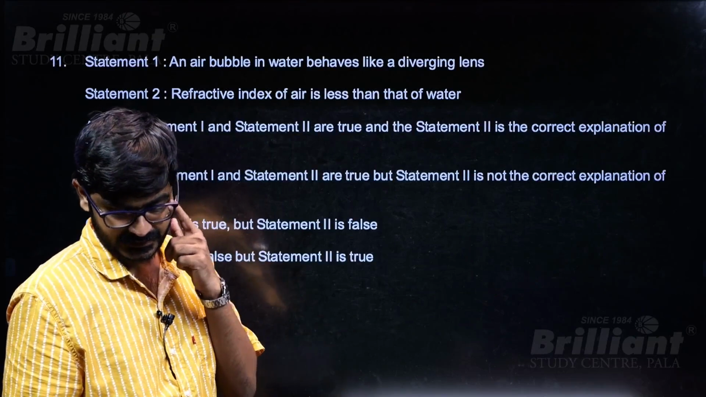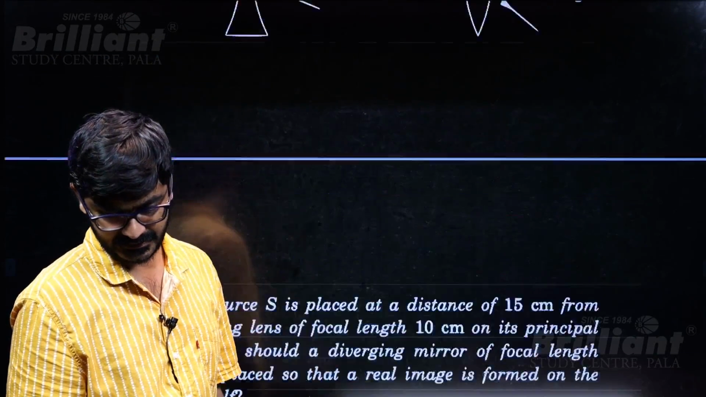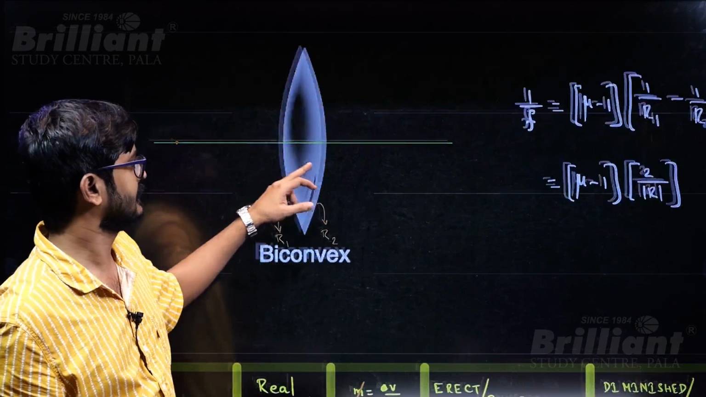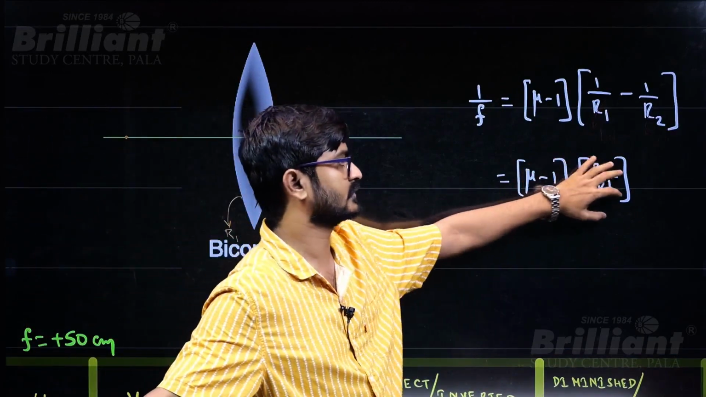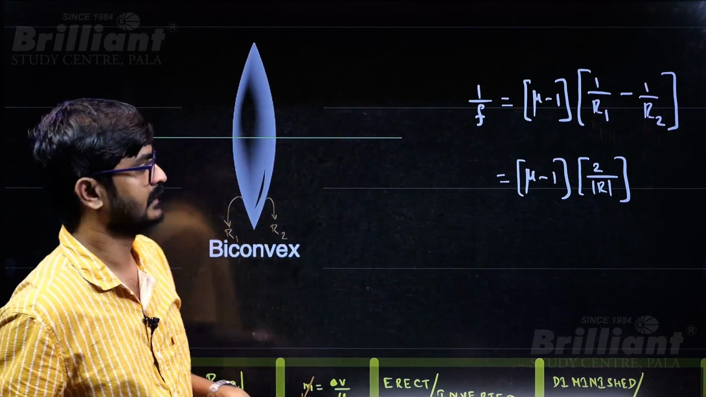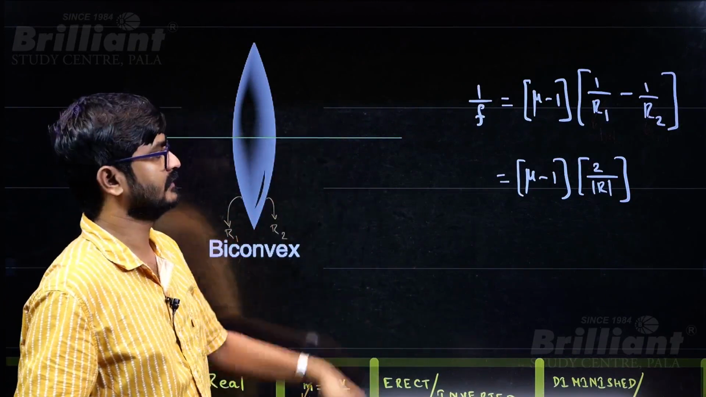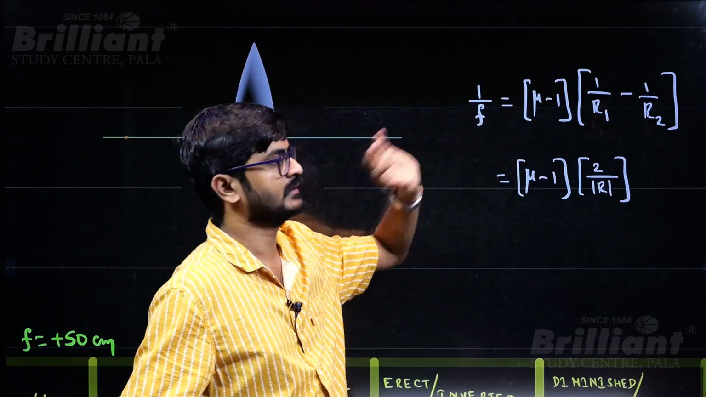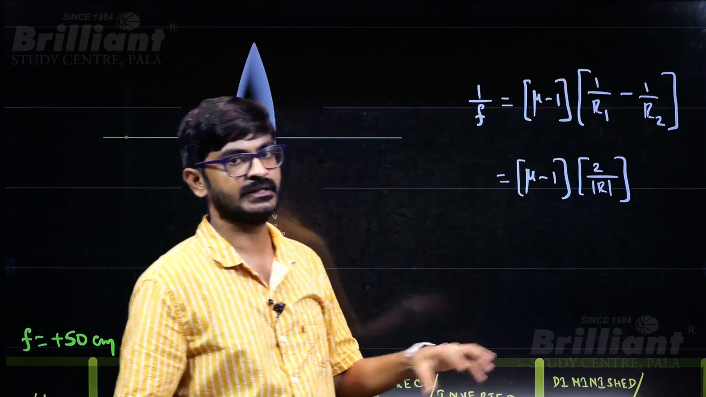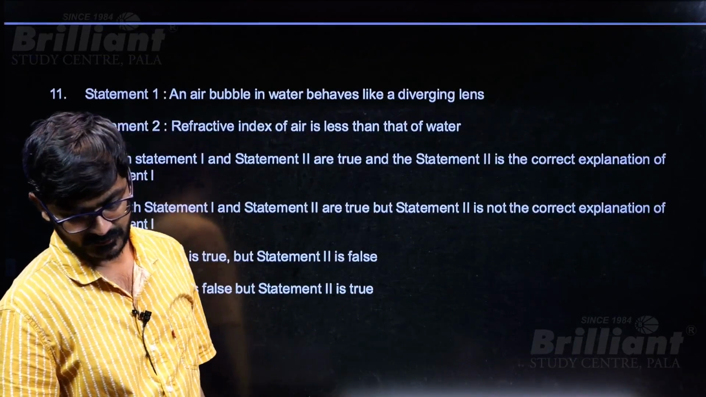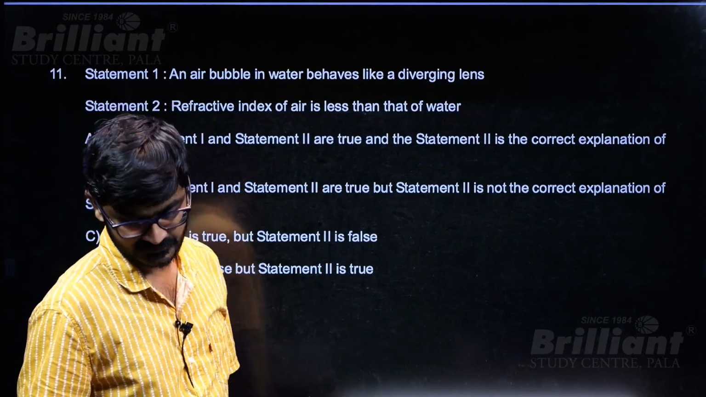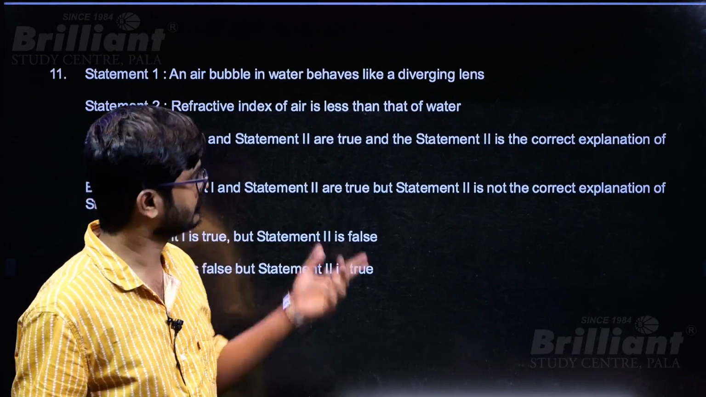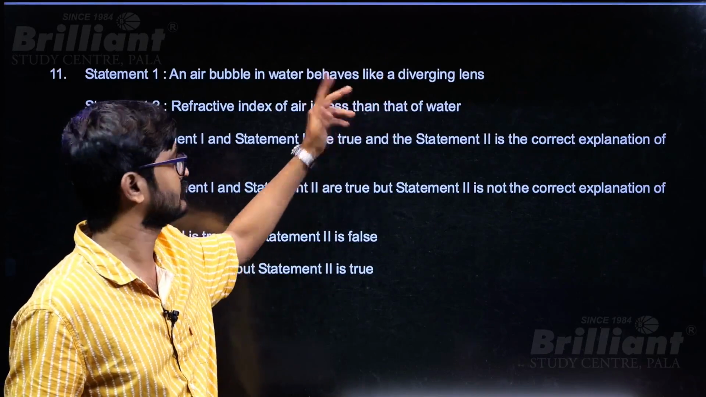An air bubble in water behaves like a diverging lens. Now you can take it like this. If the inside medium's refractive index is more and the outside is less, then this is positive, this is positive, this is positive, so it will act like converging. But if the inside medium is less and the outside medium is more, then mu2 by mu1 is going to be less than 1 and this is going to be negative. So if this is negative, the overall thing is going to be negative, then it is going to act like a diverging lens. An air bubble in water behaves like a diverging lens, yes, because the inside medium's refractive index is less and the outside medium's is more. The refractive index of air is less than water, so that's the correct explanation.